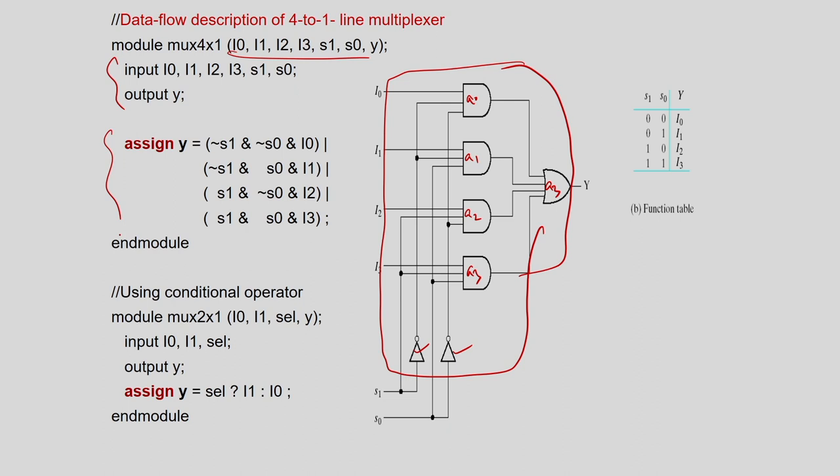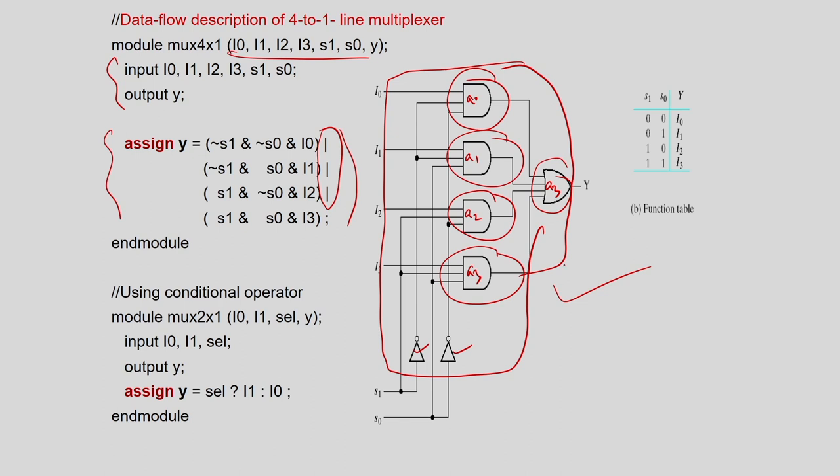And I write assign. Assign is what? The expression of this, right? This is basically not S0, not S1 and I0. This is not S1, S0 and I1. This is S1, not S0 and I2. And this is S1 and S0 and I3. And there is an OR of all of them, right? So I just write a single expression of this entire design. If you write this, it will automatically create the circuit like this, because internally the synthesis tool will analyze this and create this circuit, but you do not need to instantiate individual AND, NOT or OR gates, right? So this is the data flow level expression of the multiplexer. I hope you understand how easy it is to write at the data flow level instead of the gate level.